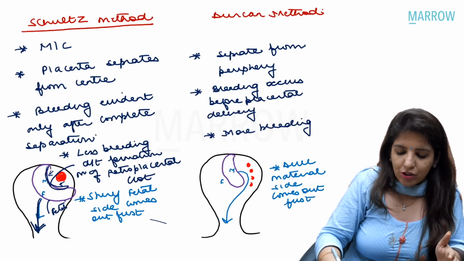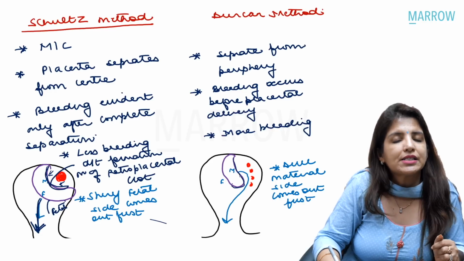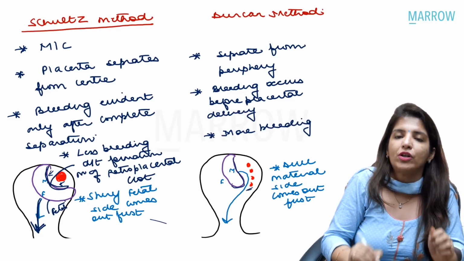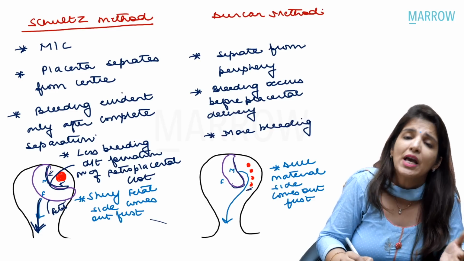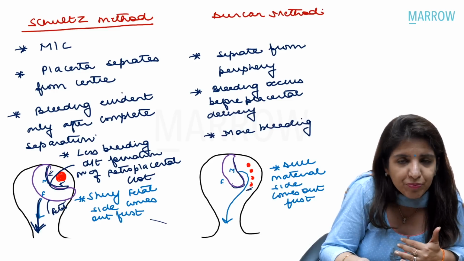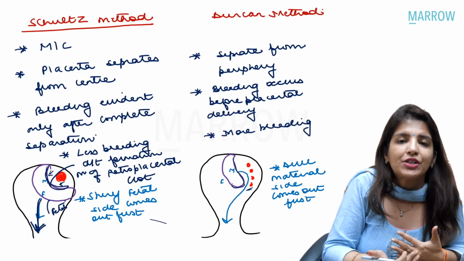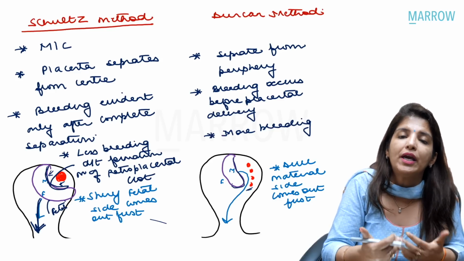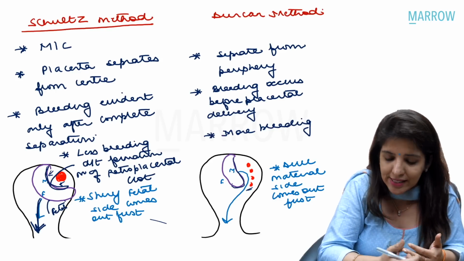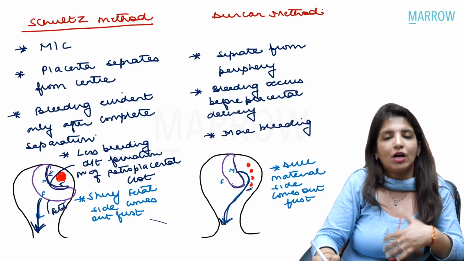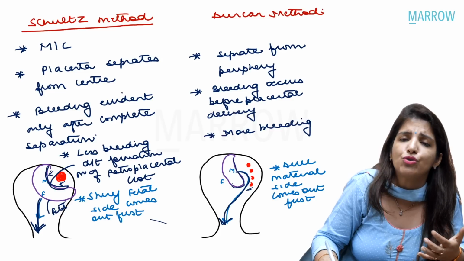In Duncan's method of placental separation, the placenta starts separating from the periphery, and because it starts separating from the periphery, no retroplacental clot is formed and bleeding will be evident as soon as the placenta separates. Right? And because no retroplacental clot is being formed, the amount of bleeding will be more in this case. And in this case, it is the maternal side of the placenta which is going to come out first. And how are you going to remember this?